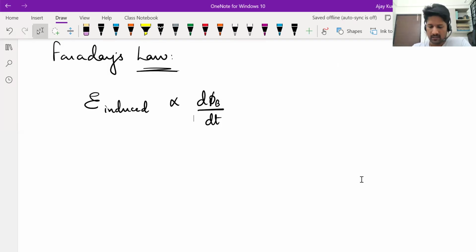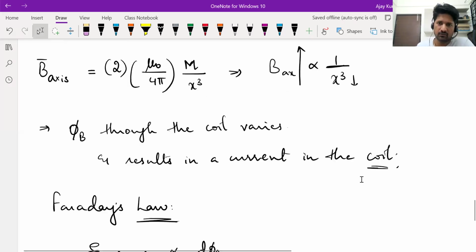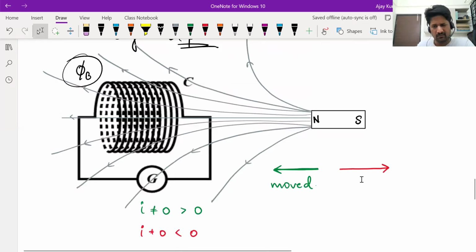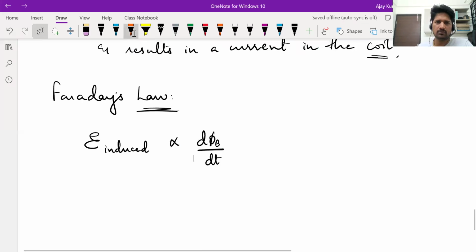And what if flux is constant? Like you keep the magnet at a fixed distance from the coil, it will be observed that the galvanometer does not show any deflection. If the distance is fixed, the field in the coil will become constant. Of course, it could vary from point to point, but at a particular point, it doesn't change if the magnet is not moved and the coil is also not moved. So if flux remains constant, then you won't see an EMF getting induced. If flux varies, there will be an EMF induced, is what Faraday concluded. And induced EMF is proportional to the rate of change of magnetic flux with respect to time.